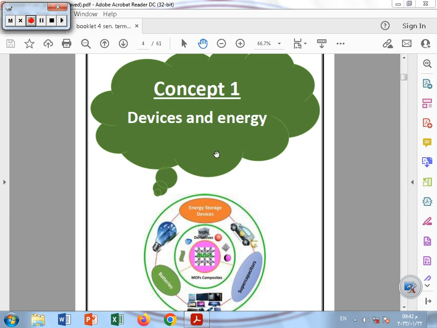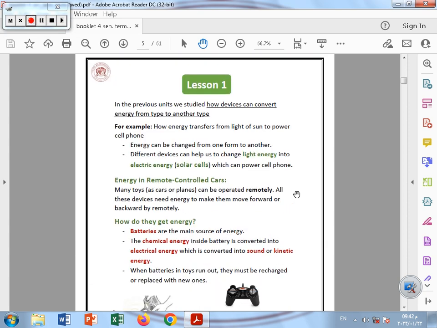Now let's start in the second term with unit 3, energy and fuel, and let's move to concept 1, devices and energy. Okay, I wish you a very good semester. Let's start with lesson 1, on page 5.